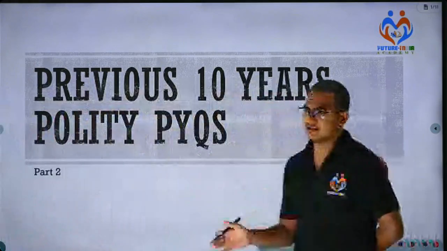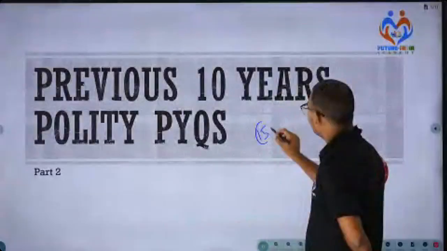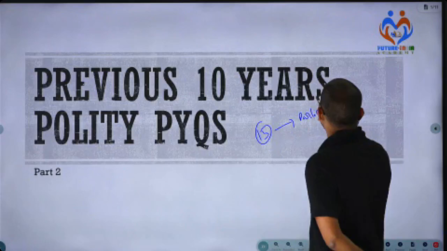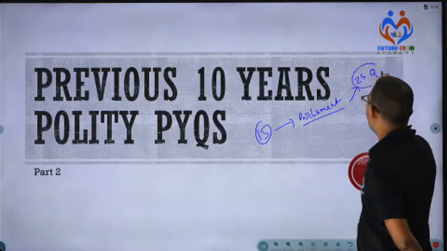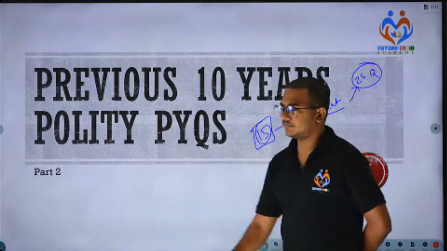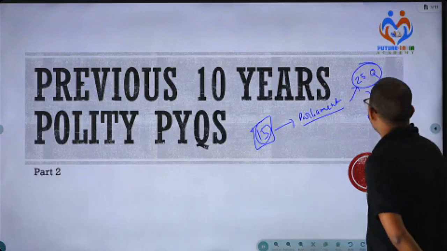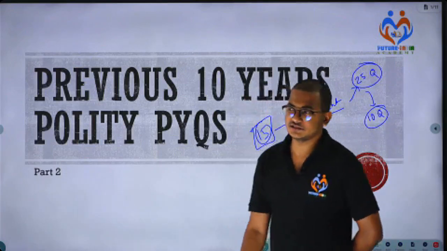In the last class we have covered 15 questions, and we started with Parliament. In the Parliament, in the last 10 years they have given 25 questions. In the last class we covered 15, and this is part 2. So in this part 2 we're going to cover the remaining 10 questions. Let me start with the session for today.